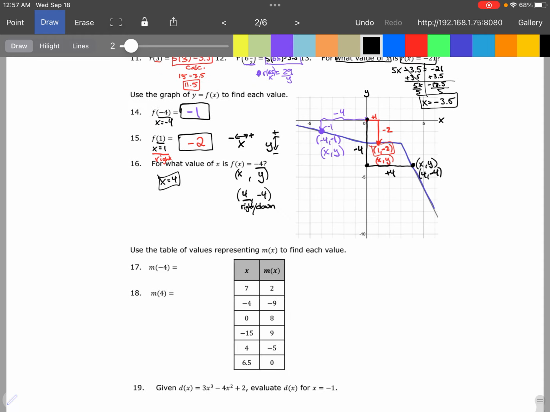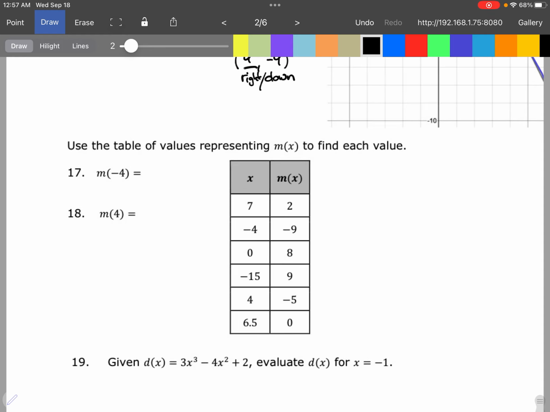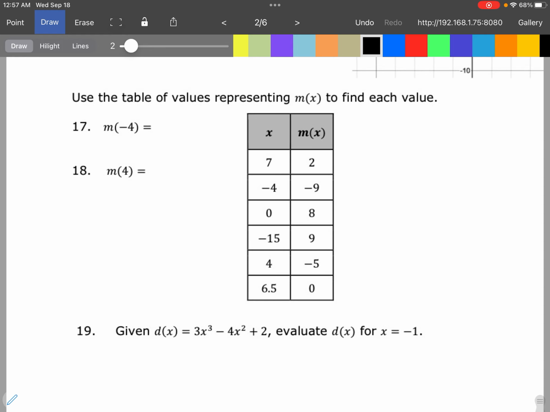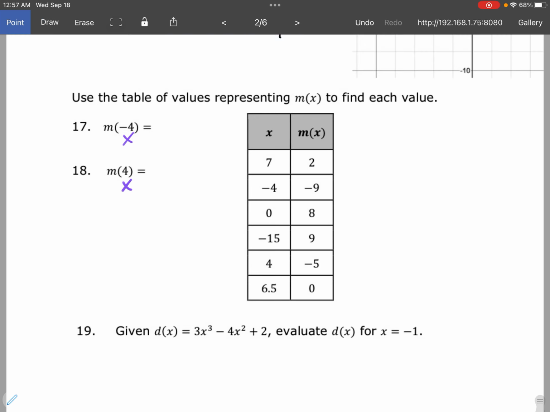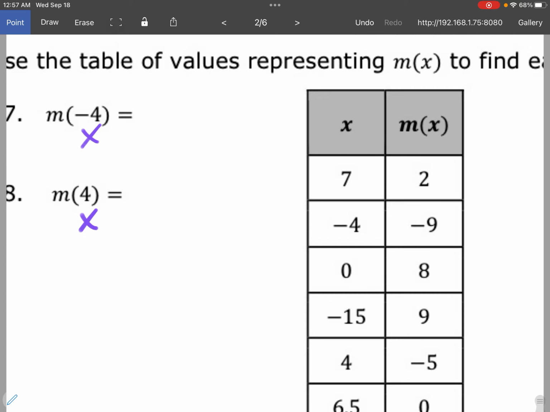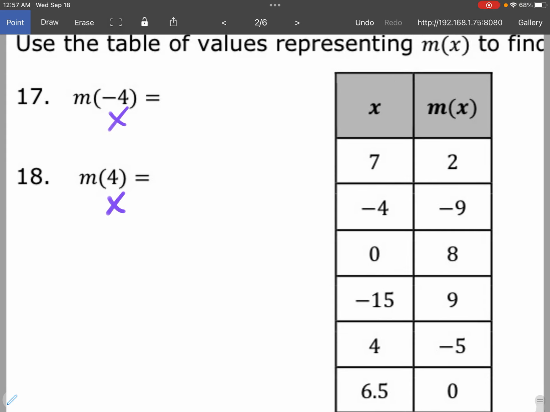Easy work right there. All right, easy work. Now let's go to a table now. So here for the table. Remember, if it's in here, it's x. Right here, it's x. This says x is equal to negative 4. This says x is equal to positive 4. I'm going to go look at my table now, and I'm going to locate under my x's. Where is negative 4?